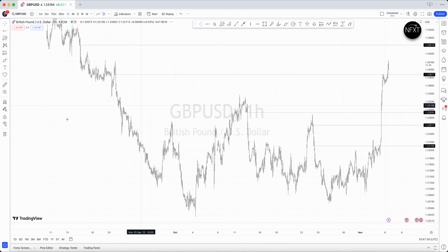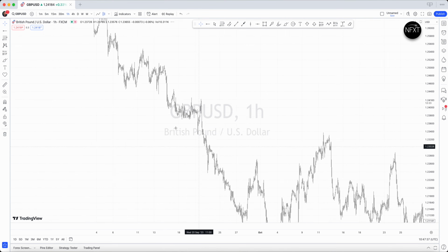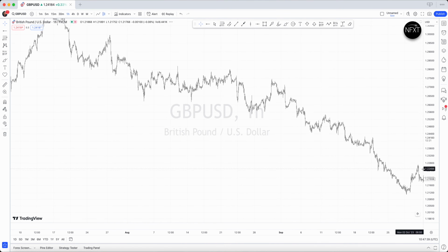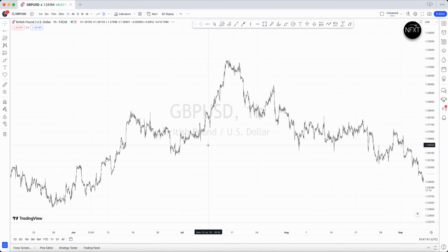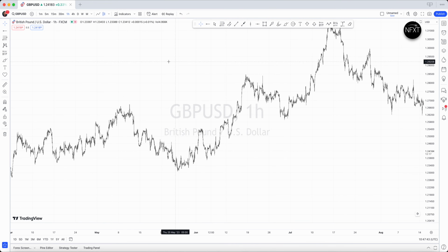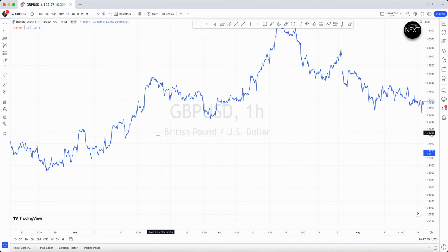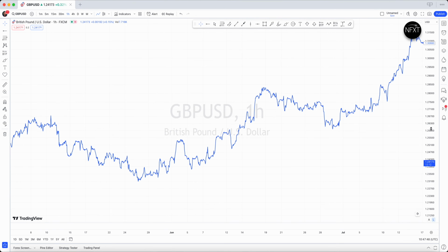If we go back in time, let's remove those levels again. Let's go back in time where we saw the reversal. I'll show you the same thing. Okay, so here is our move. Okay, we go back to the line chart. Let's go closer in so we can see what's going on.